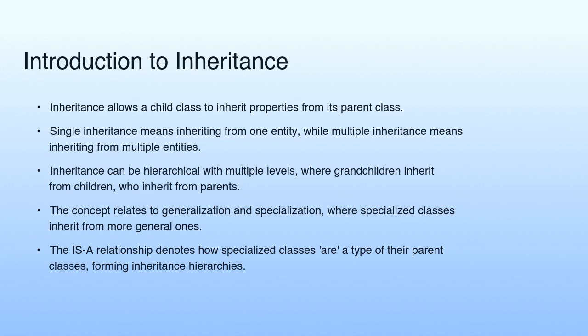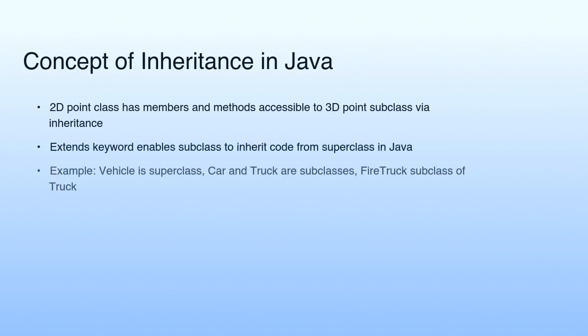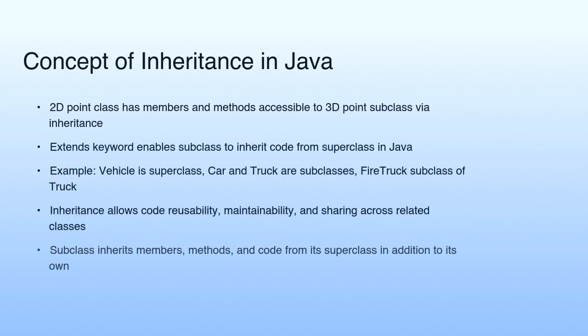The concept relates to generalization and specialization, where specialized classes inherit from more general ones, forming ISA relationships and inheritance hierarchies. In Java, the extends keyword enables a subclass to inherit code from a superclass. For example, the 2D point class has members and methods accessible to a 3D point subclass via inheritance.